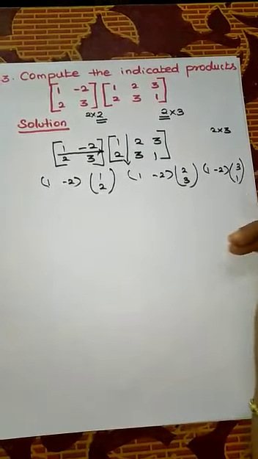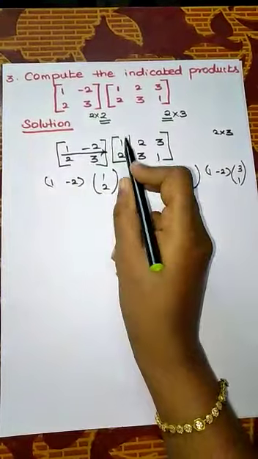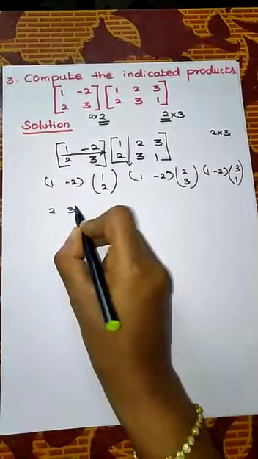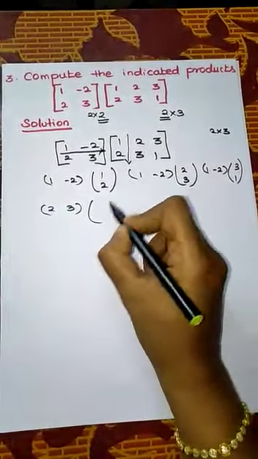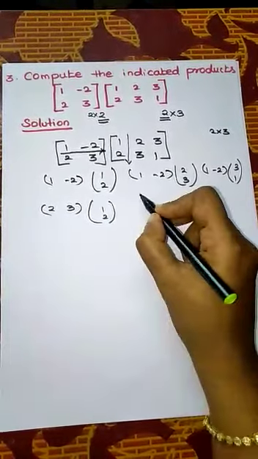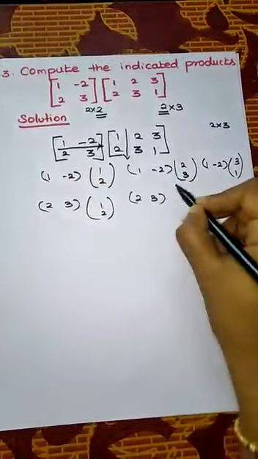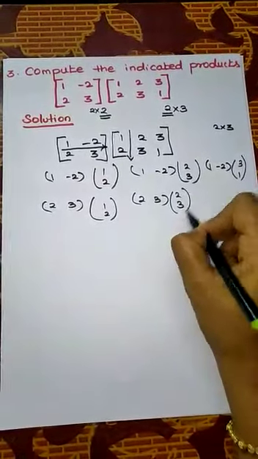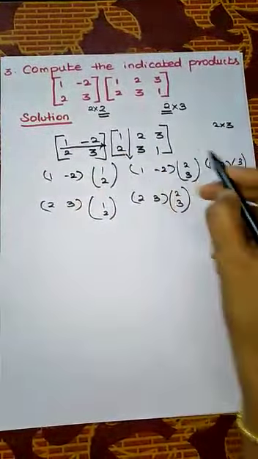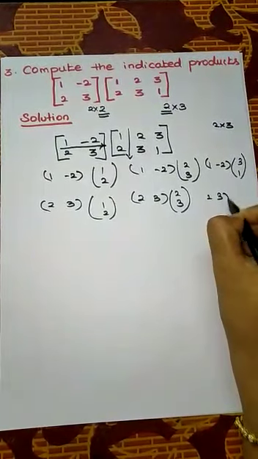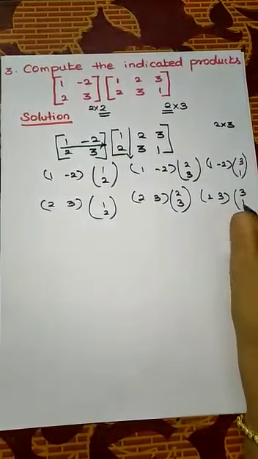3, 1. Next, choose the second row, first column. So 2, 3. What is our first column? 1, 2. Next, second row, second column. So 2, 3. The second column is 2, 3. Second row, third column. So 2, 3. The third column is 3, 1.